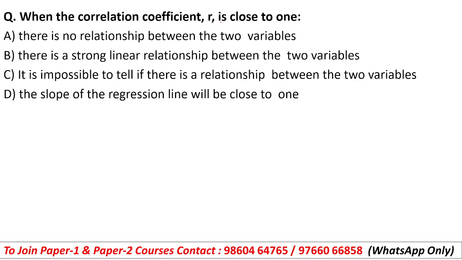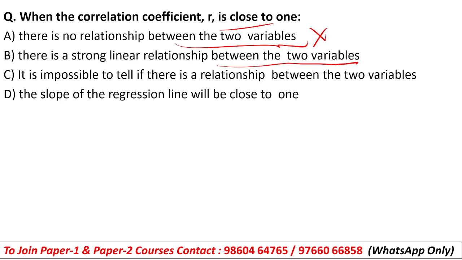When the correlation coefficient R is close to 1, in such a case what happens? There is no relationship between the two variables. No, there exists a relationship. There is a strong linear relationship between the two variables if the value is close to 1. So in such a case the relationship between the variables will be strong. So option number B will be the right answer.